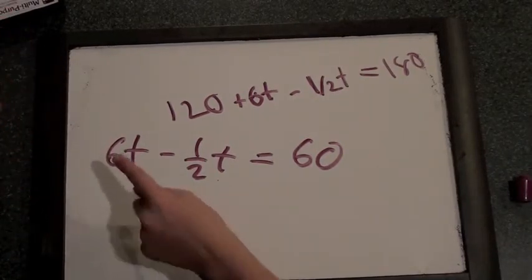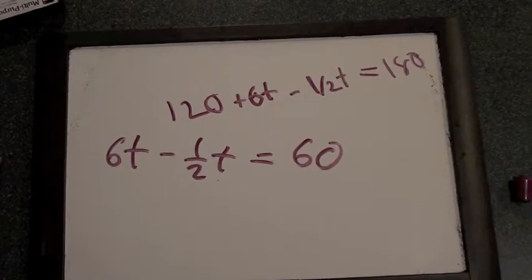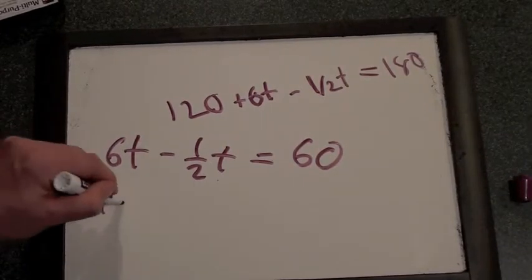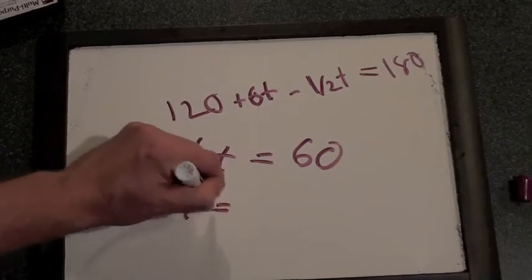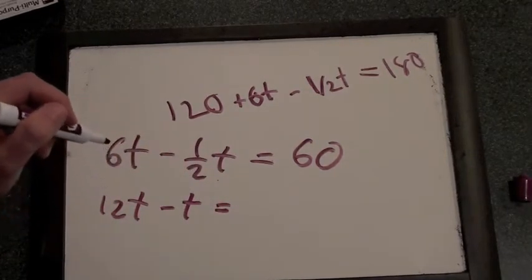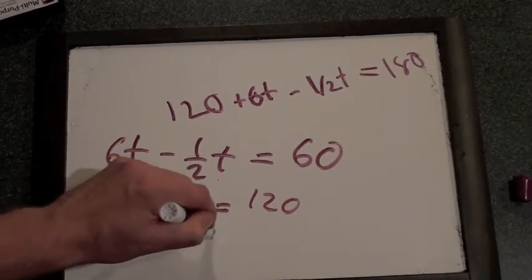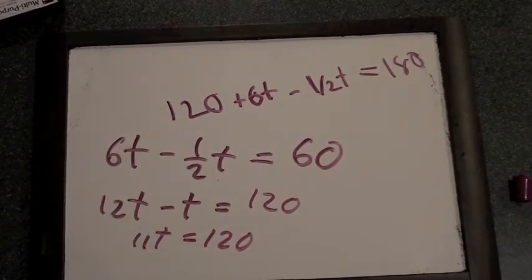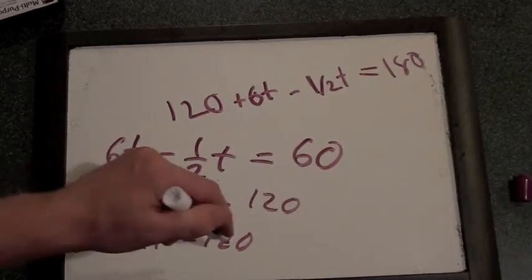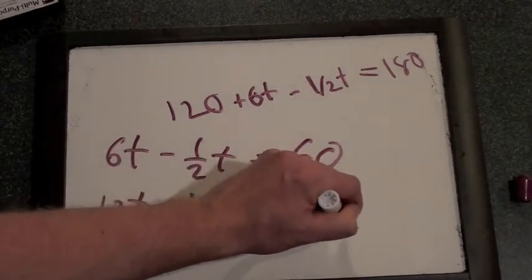Well, let's just multiply by 2 on both sides. What happens when we multiply by 2 on both sides? 12t minus t is 120. So 11t is 120. All right, so t is 120 over 11, so t is about 11.